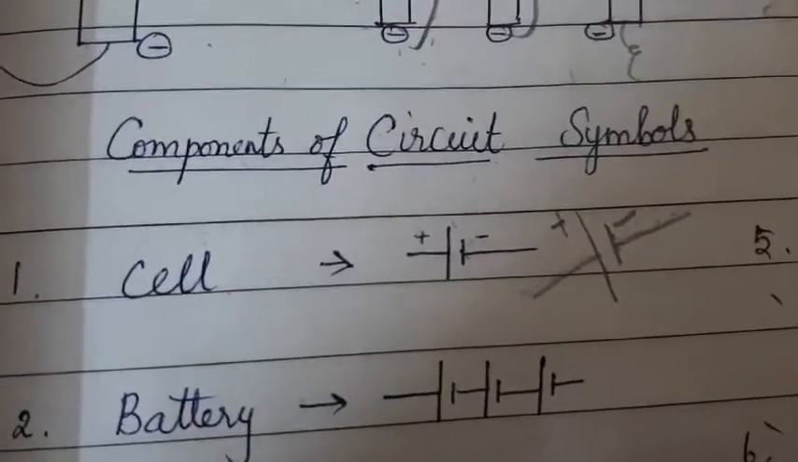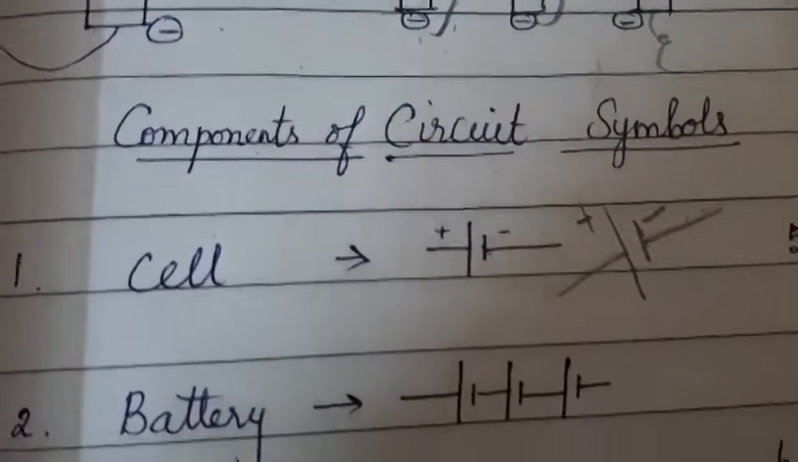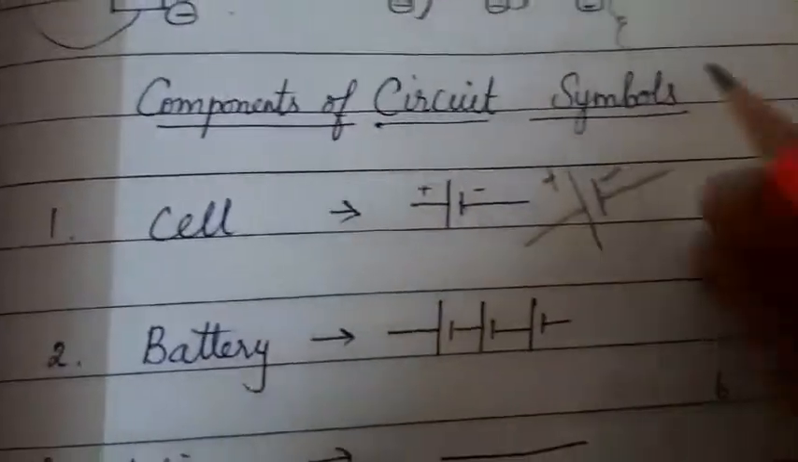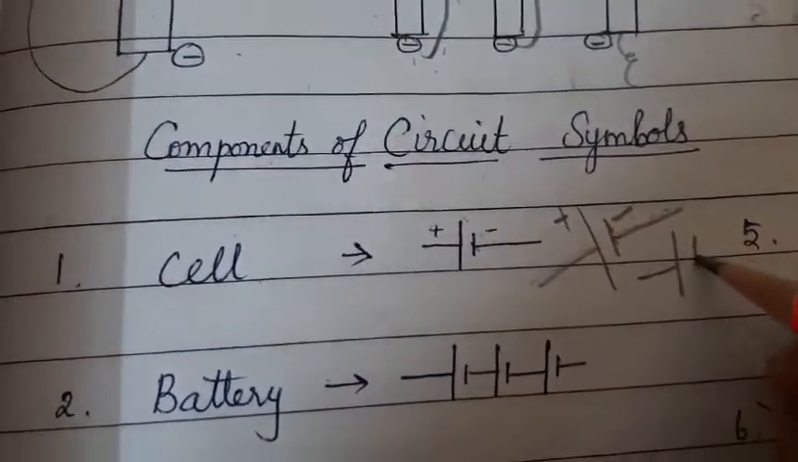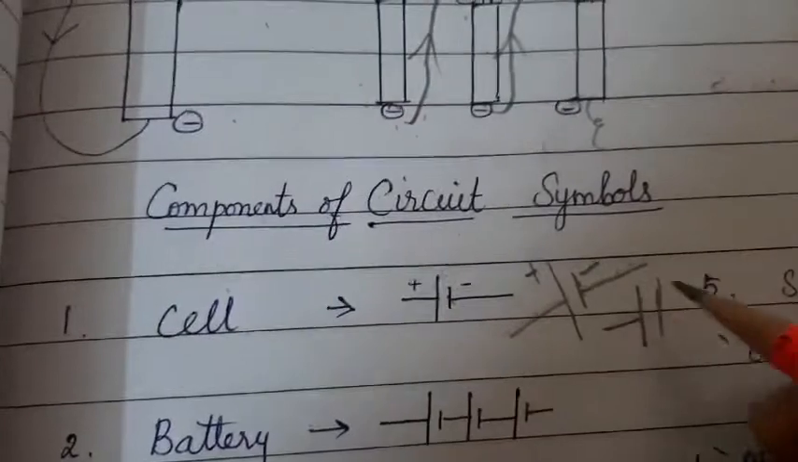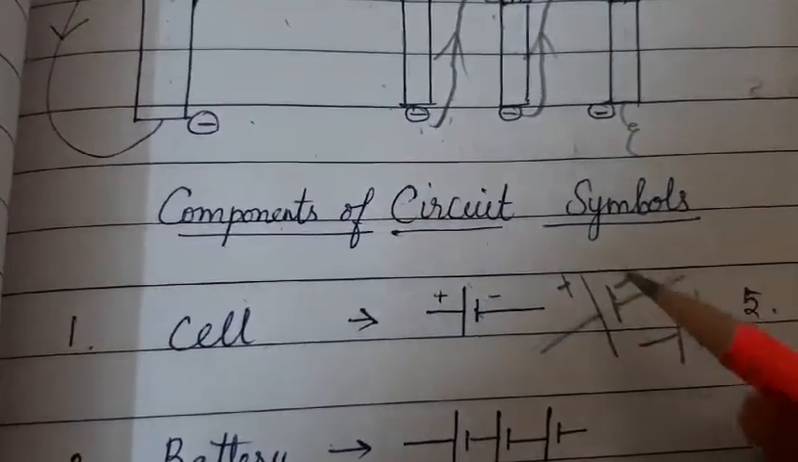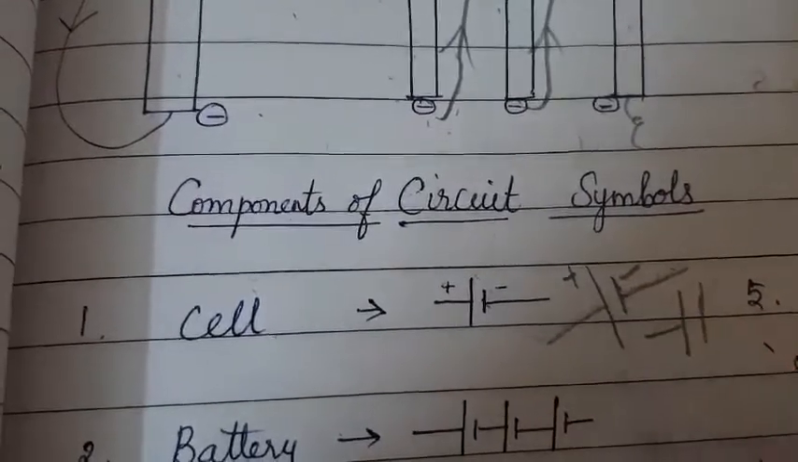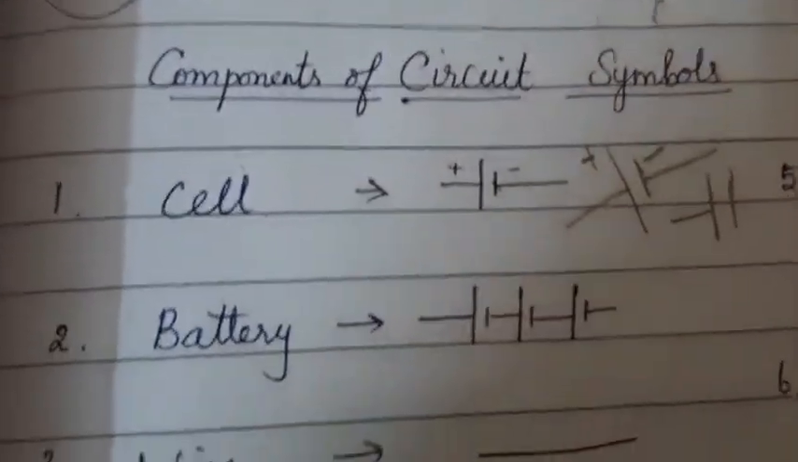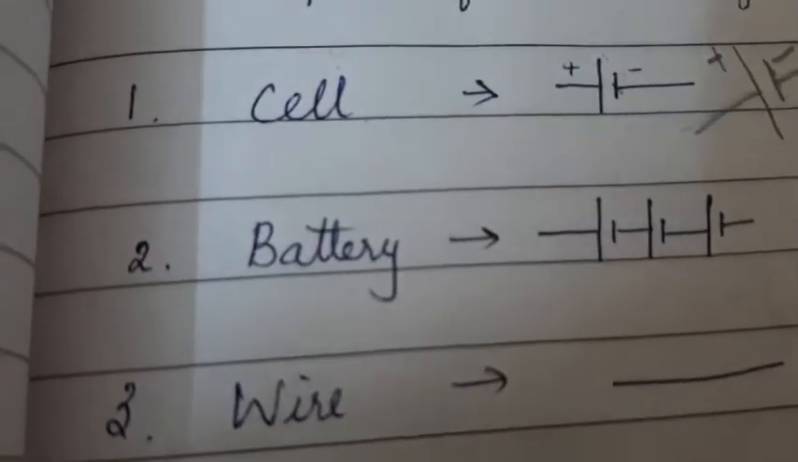Clear? Do not draw both the lines of equal length. If it is drawn like this, how will I identify which is the positive end and which is the negative end? Show some differences.